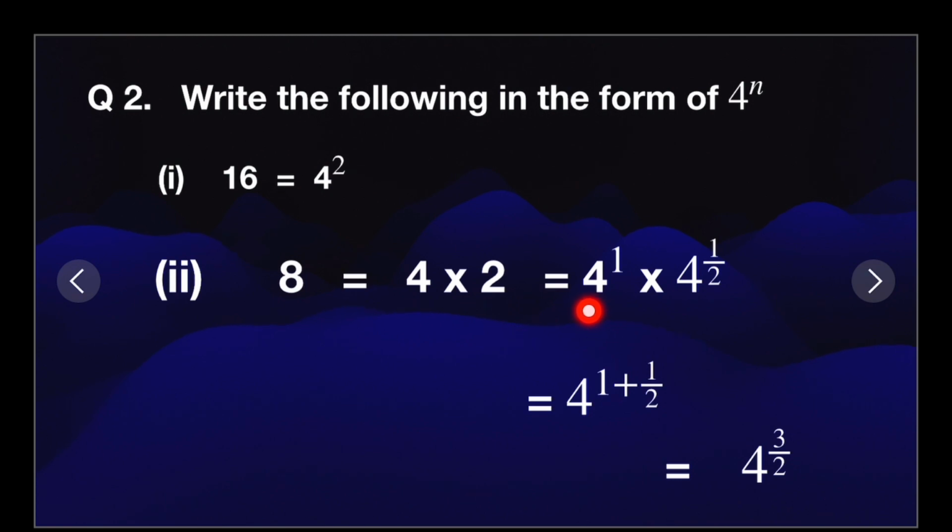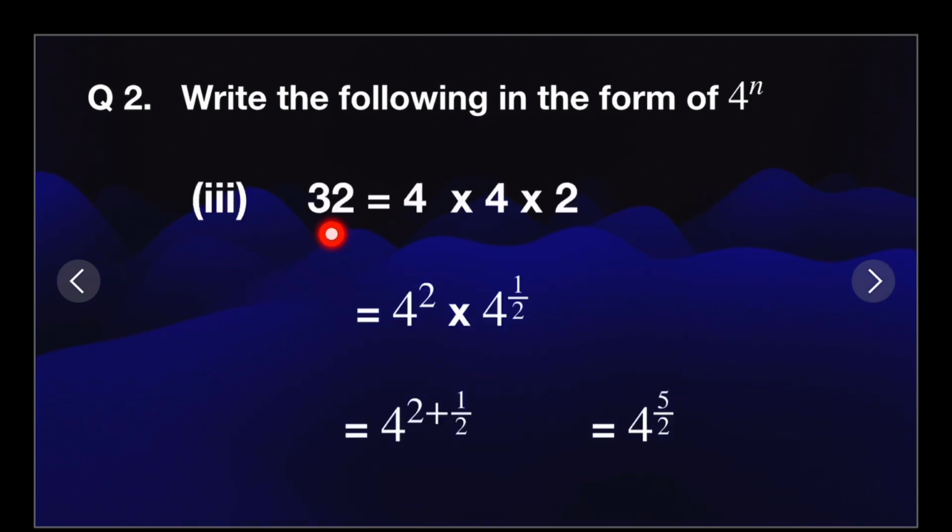Okay, you know this law of exponents, that when the base is the same and you are multiplying, you should add the indices. So you add it up. So 4 raised to 1 plus 1 upon 2. This will become 3 upon 2. This you have learnt in lower classes.